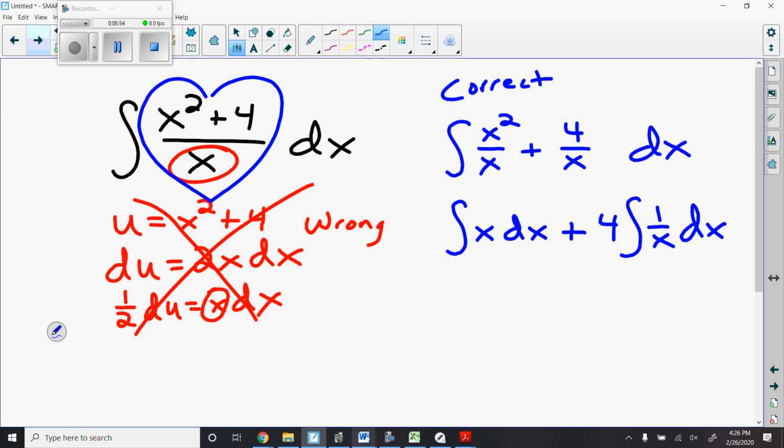Well, what's the integral of x dx? Well, I got to bump and divide. I'm going to bump my power up to 2 and divide by 2. Plus, what's the antiderivative of 1 over x? Well, that's ln absolute value of x.